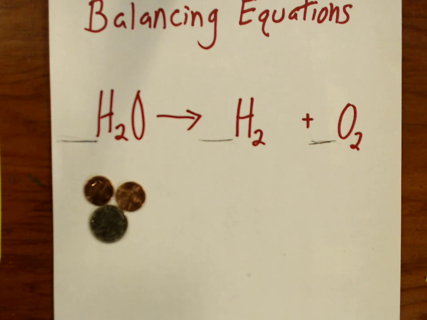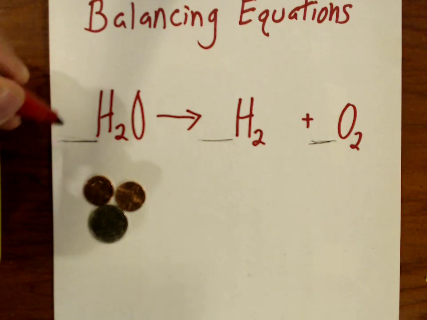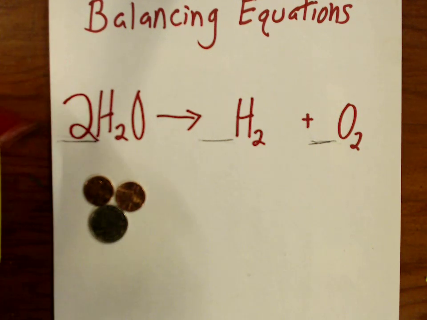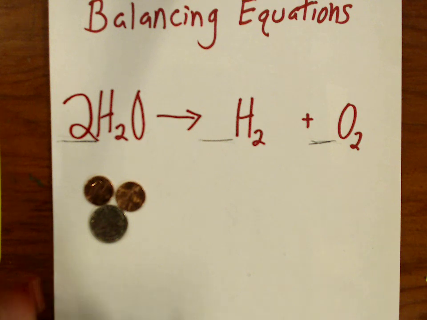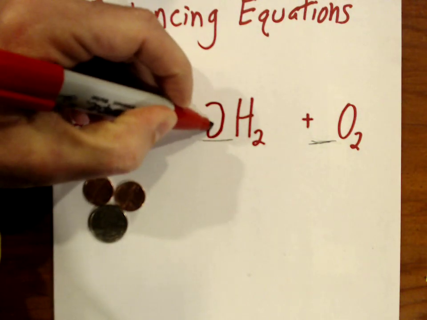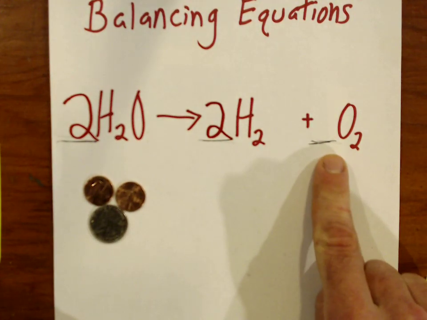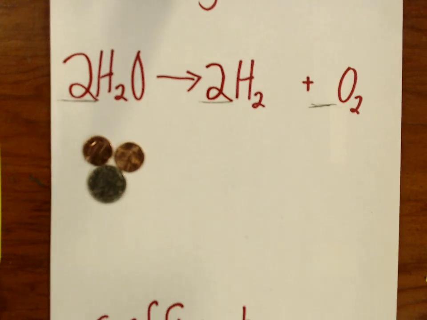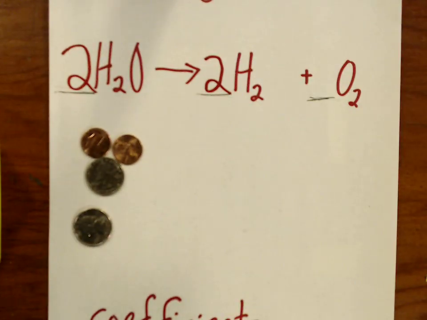Now, I'm going to show you how to balance an equation in another video, but for this one, I'm just going to balance it right away and then show you why it is now balanced. So a coefficient of 2 belongs in front of water, a coefficient of 2 belongs in front of hydrogen, and the invisible 1 is all we need for oxygen. Let me get some more coins here.